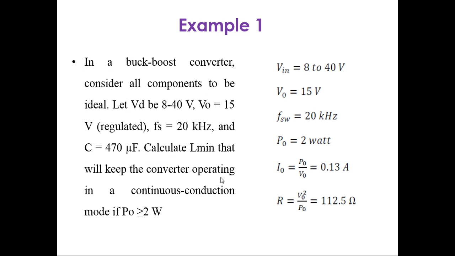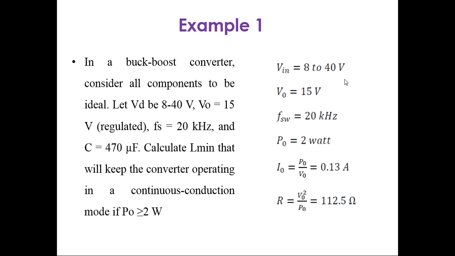Now I'll try to explain the same thing with an example, because we started in the last lecture with the buck-boost converter. In the converter we have some range. If our input range is 8 to 40 volt, our expected output voltage is 15 volt, regulated. Our switching frequency is 20 kilohertz, and our capacitor is 470 microfarad. We need to calculate the minimum inductance so that the converter operates in continuous conduction mode if my output power is greater than or equal to 2 watt. So let's begin the example.